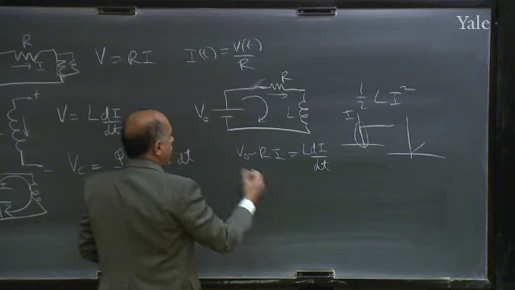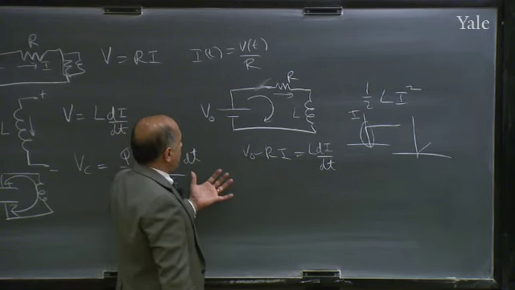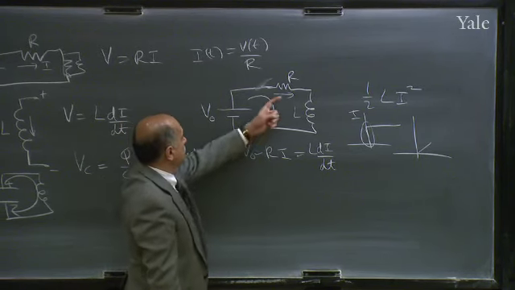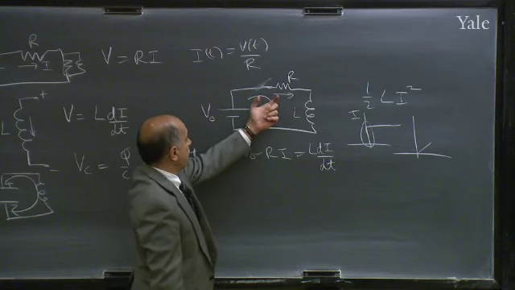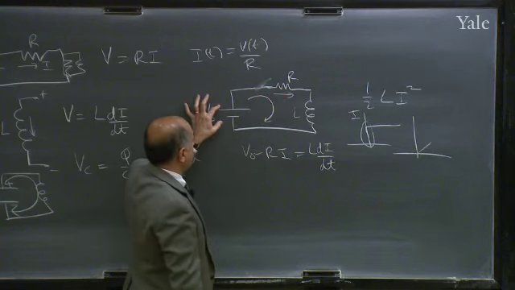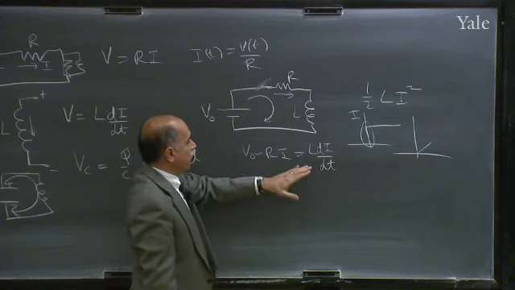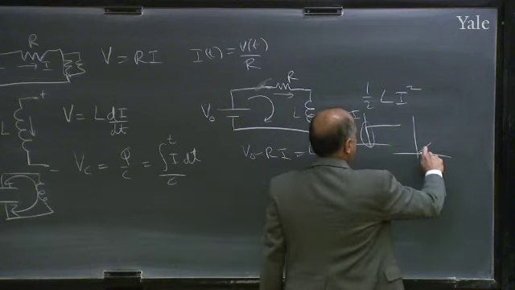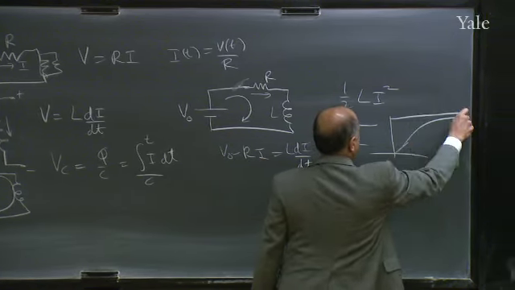So you can see as the current increases, the motivation to increase the current decreases because this resistor starts swallowing up more and more of this voltage. So the growth in current will be very, very slow. And we expect that after a very long time, it will settle down at some value.